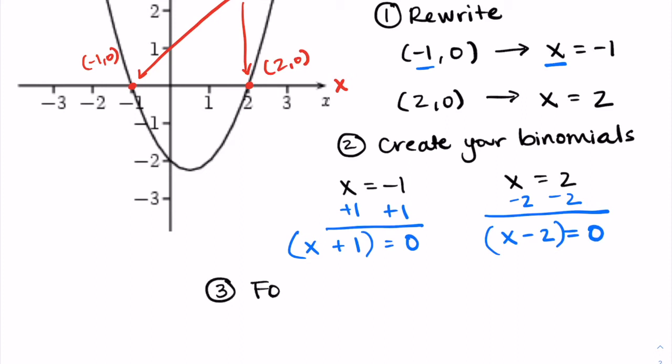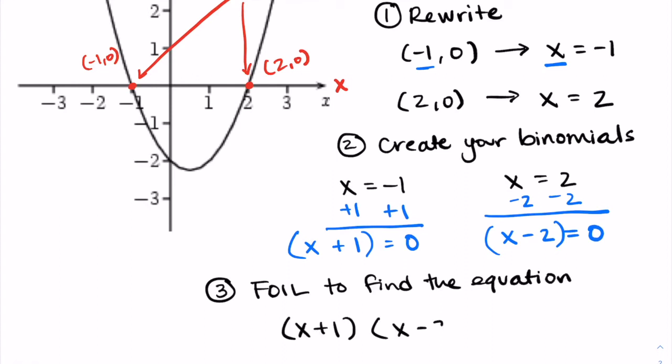Our third step for creating this equation to represent the graph is FOILing. So we need to take those two binomials and we need to multiply them to figure out the equation for this graph.